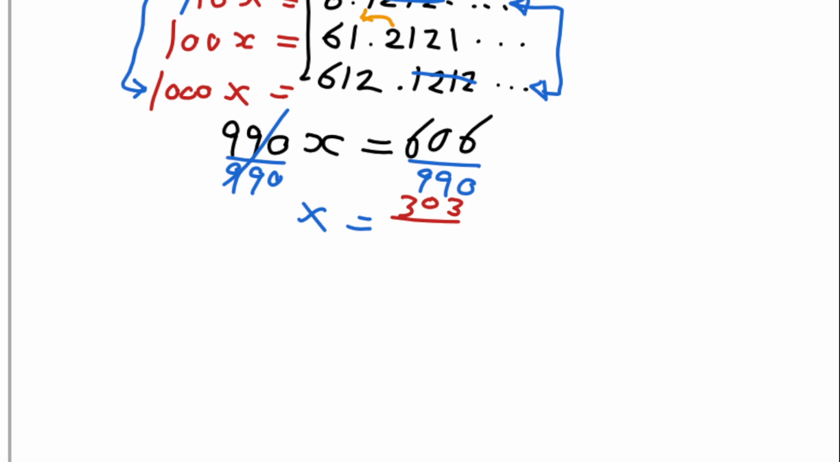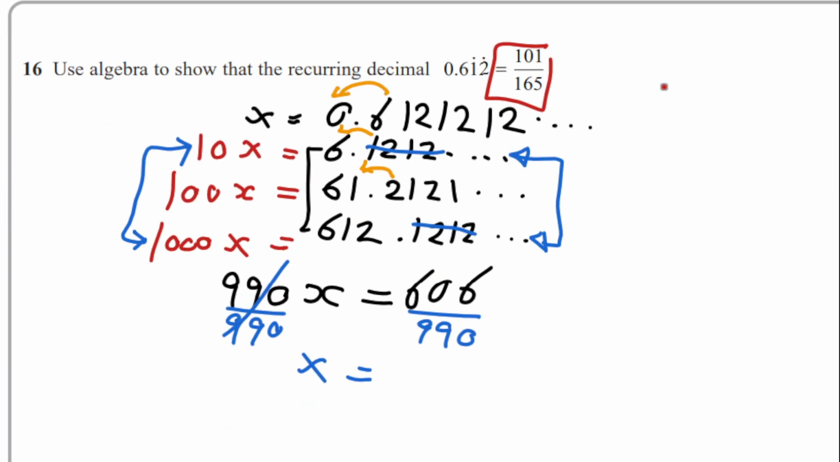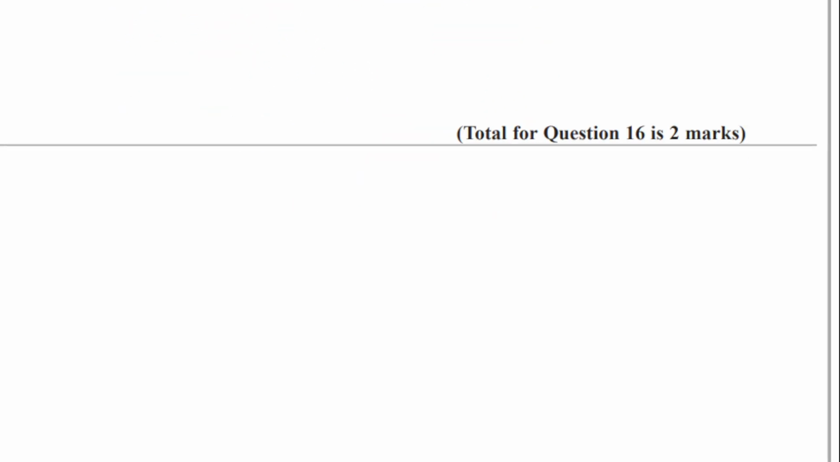303 over 495. Or why do we divide? Once you get to this step, you can just write which equals to this, and that's your answer, 101 divided by 165. You don't need to do it step by step, all of it. Once you get to here, just write equals that, and that's your 2 marks.